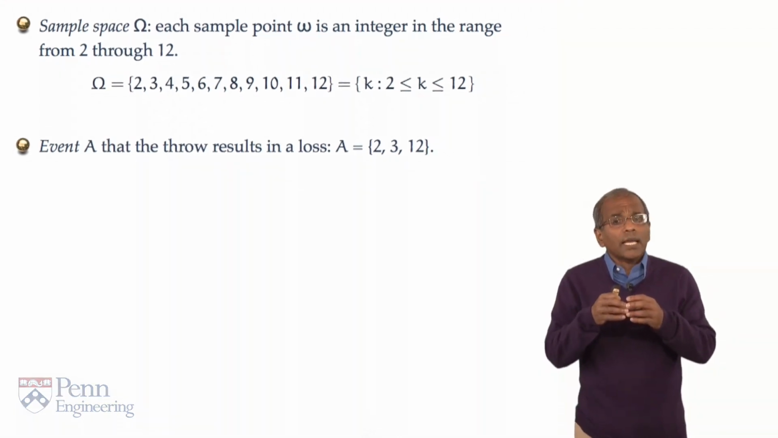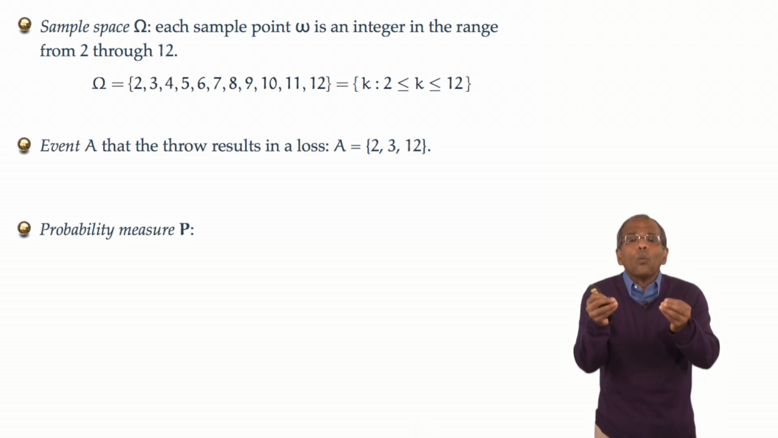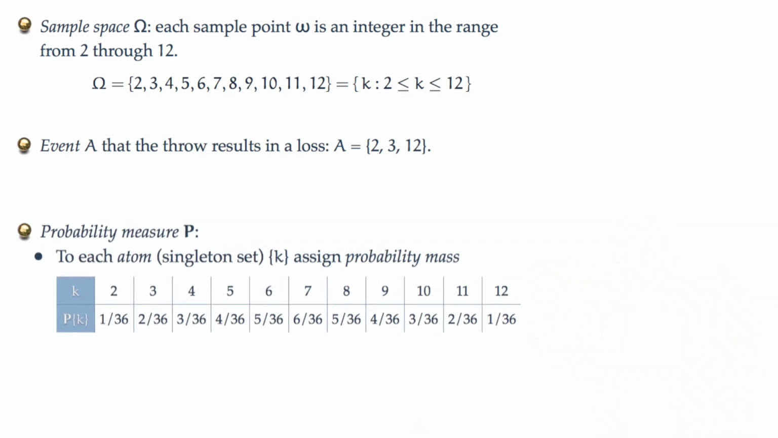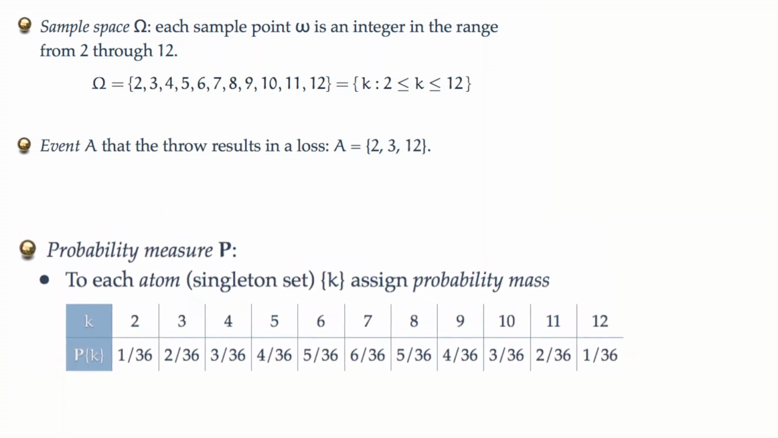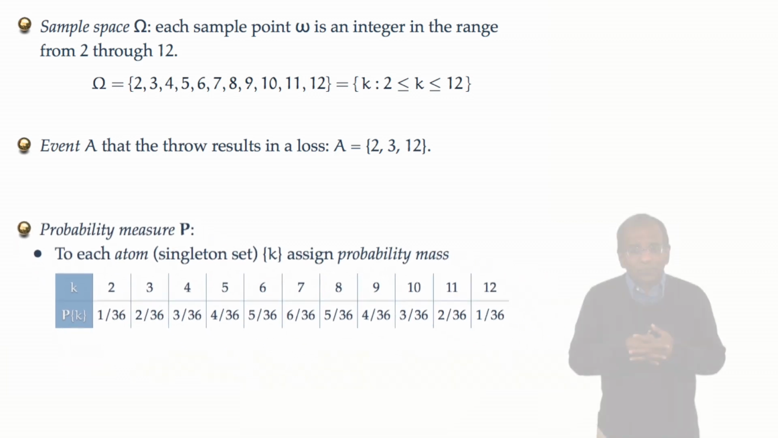How does one assign a probability measure to this experiment? Again, we begin one atom at a time. Elementary considerations lead us to assign to the atom consisting of the set with just the element 2 in it, the probability 1 in 36. And likewise for the atom consisting of the element 12. For 3 and 11, we assign a chance of 2 in 36. For 4 and 10, we assign a chance of 3 in 36, and so forth.